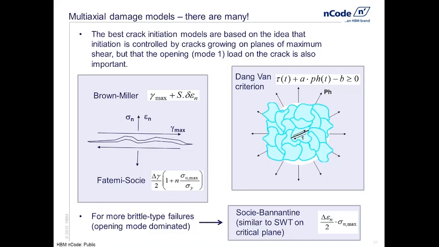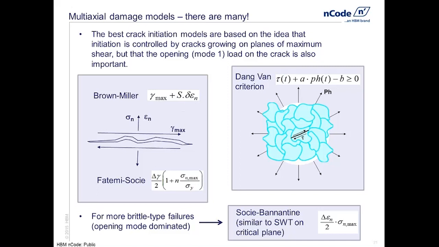I've put just the Brown-Miller equation in here, which basically combines the shear strain on the maximum shear plane with the normal strain on that shear plane. We'll look at a further development of this model later. And you can see there's the Wang-Brown Brown-Miller parameter S there as well. Another well-known model is the Fatemi-Socie approach. This is using the shear strain on the critical plane and the maximum normal stress to quantify the opening load.